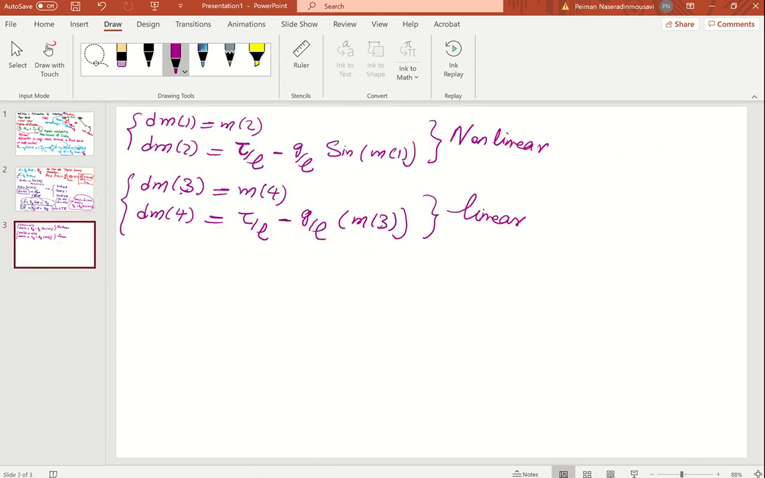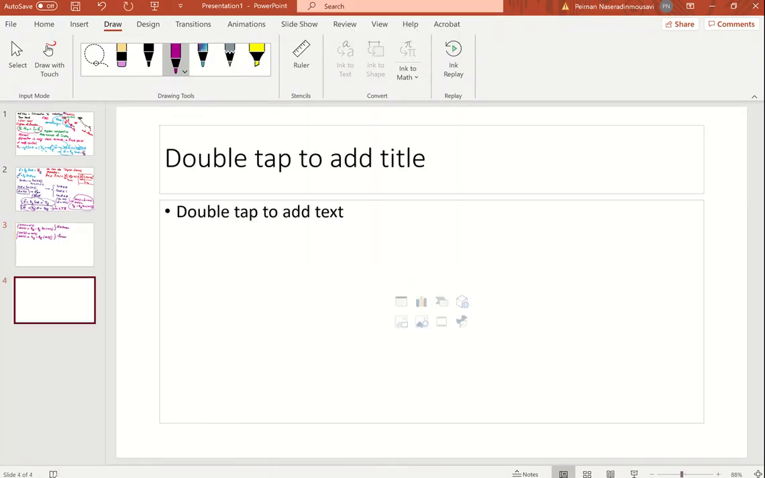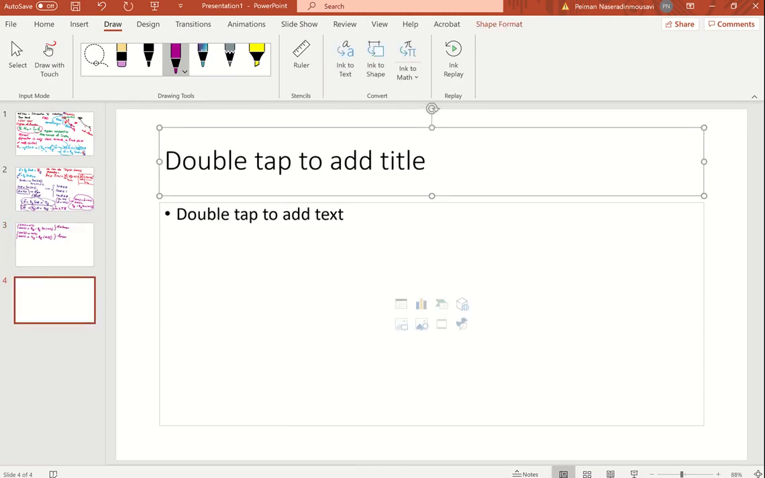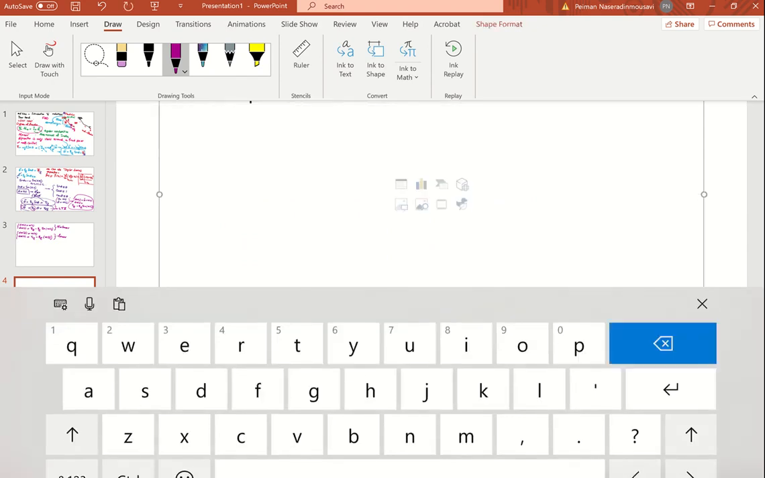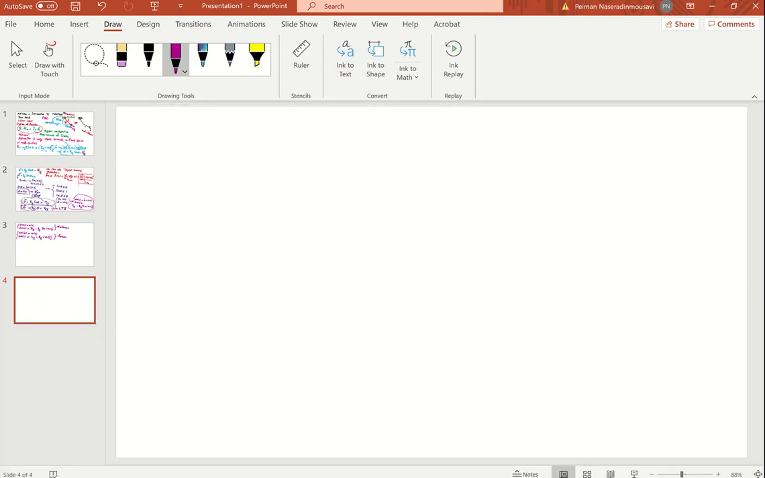So this was very simple, a super simple version of a robotic system. Let me go to a new page because I need space. Let me go to a slightly more complex robotic system, guys.